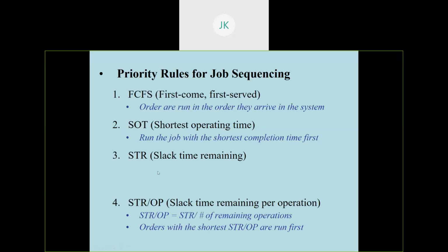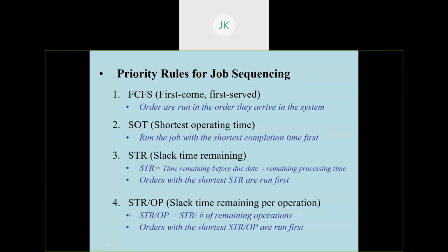And the STR rule, slack time remaining. Slack time means time remaining until the due date minus remaining process time. If we have 10 days until the due date and the job needs 5 days, 10 minus 5 is 5 days. That is slack time remaining. So the shortest slack time remaining goes first, second, and so on.